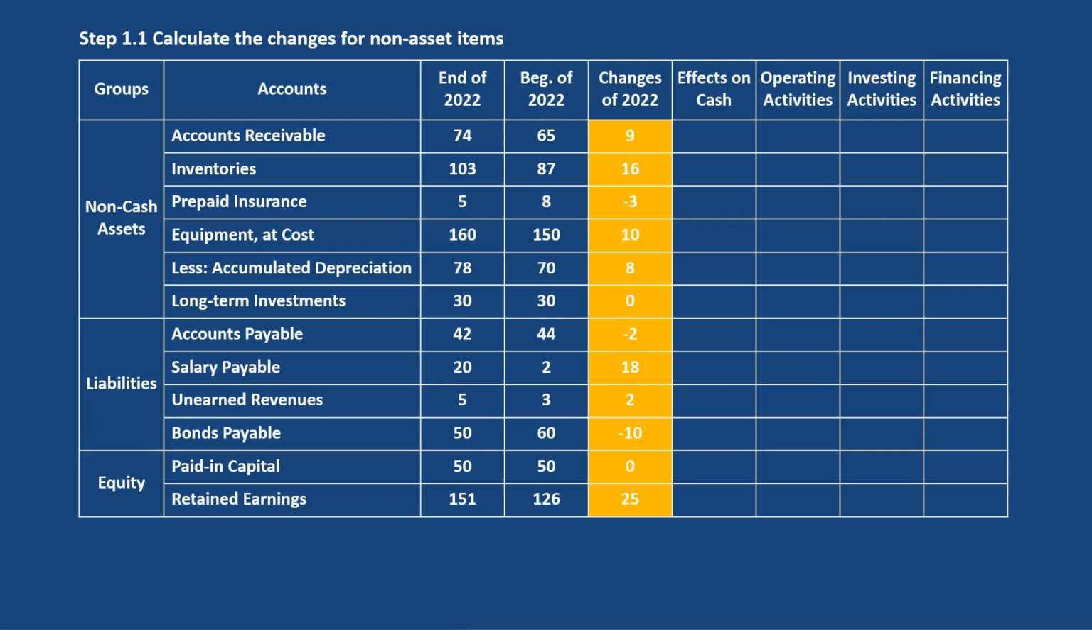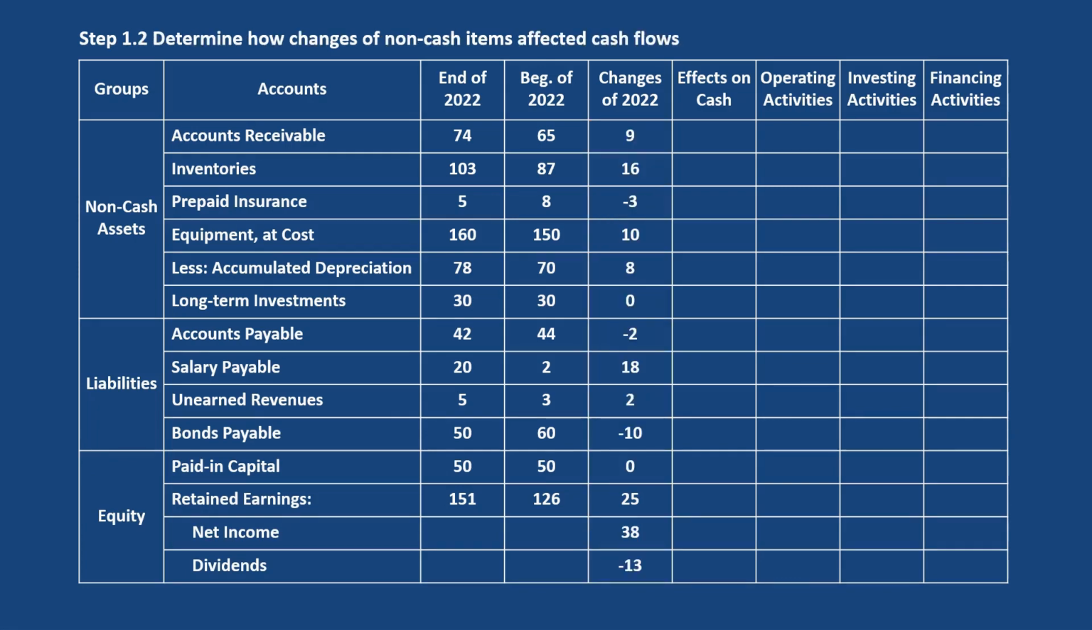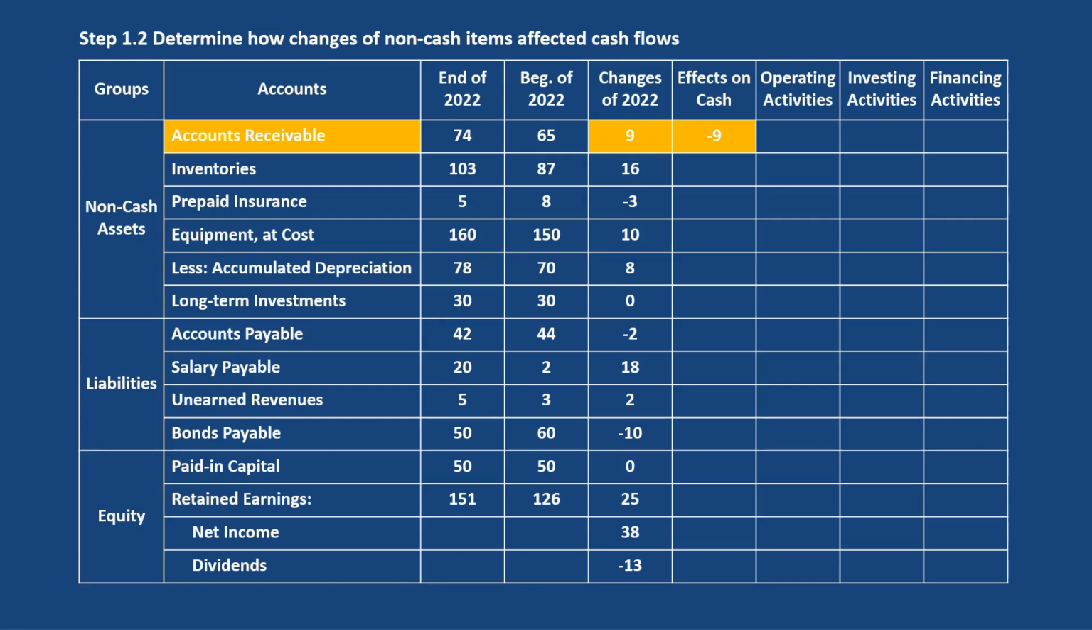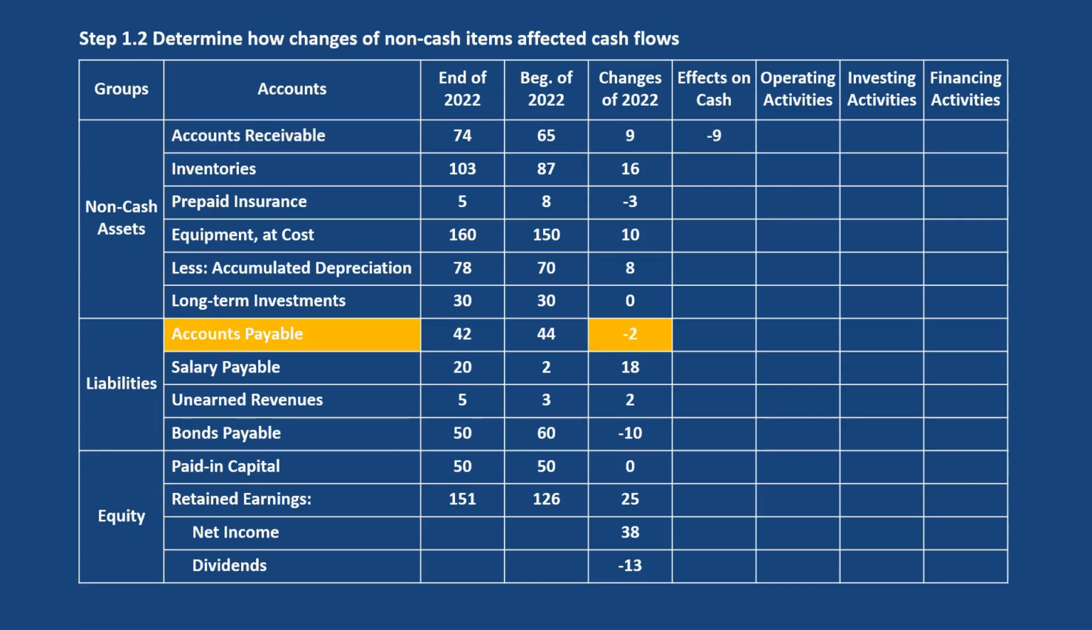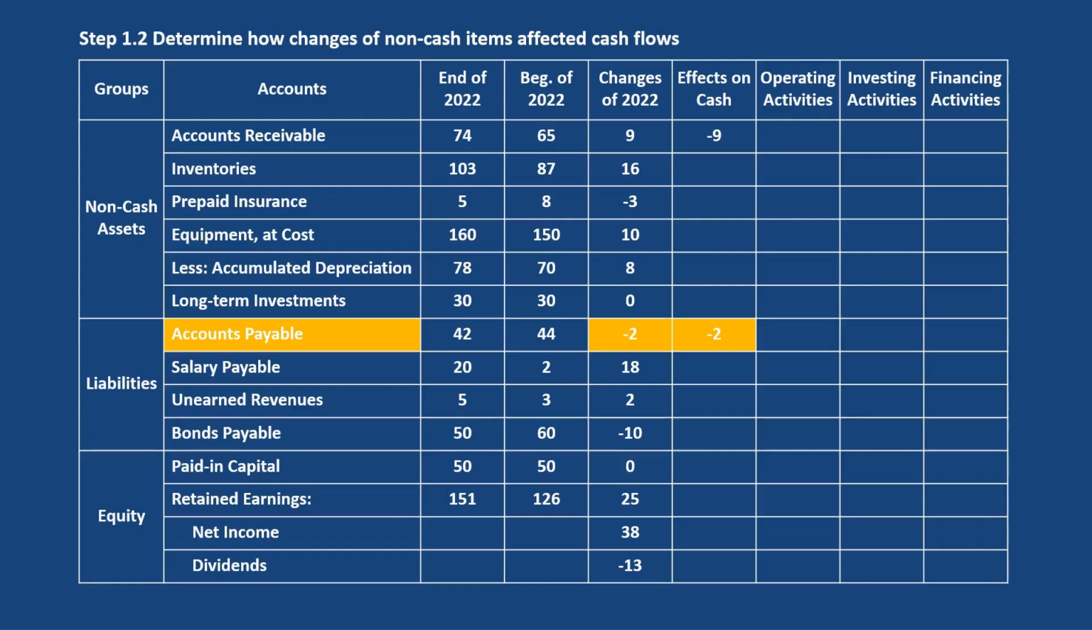Firstly, we calculate the changes in each non-cash item on the balance sheets. We also need to break down the changes in retained earnings into net income and dividends. Secondly, we determine how the changes in each non-cash item affect the cash. For instance, the accounts receivable increased. An increase in non-cash assets indicates a decrease in cash, and this means less cash. Here's another example. The accounts payable decreased, and less liability implies less cash, so this also means cash reduction.